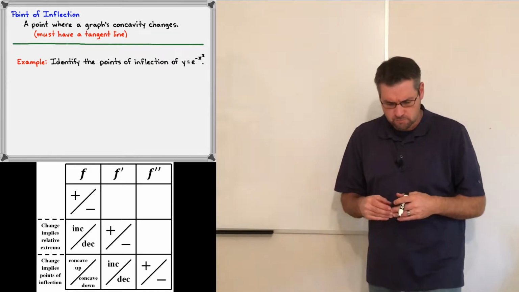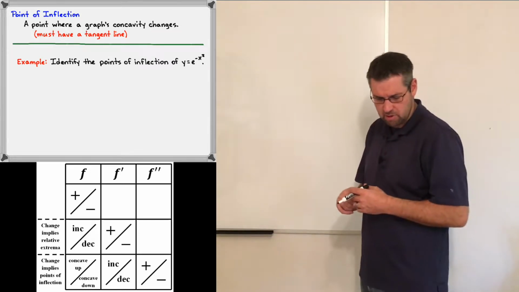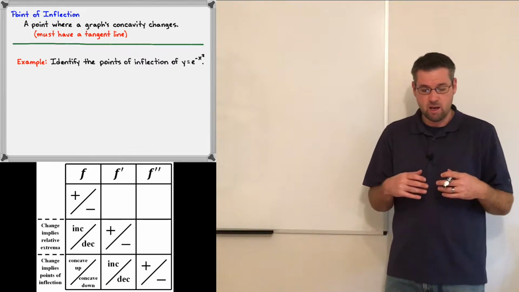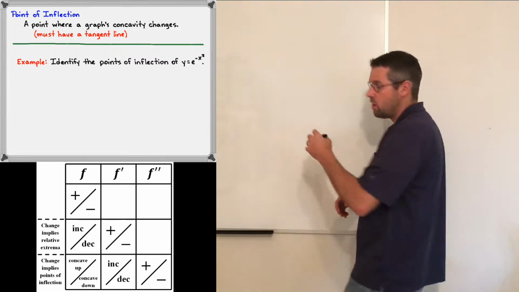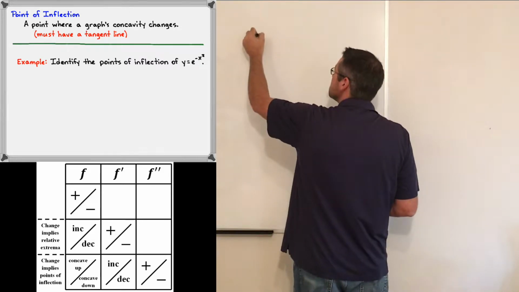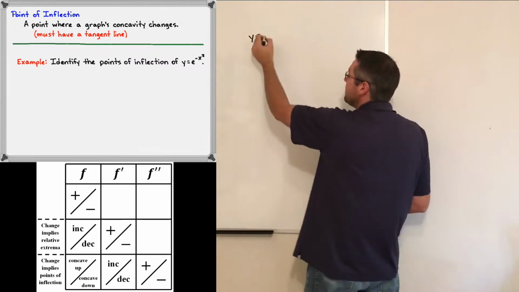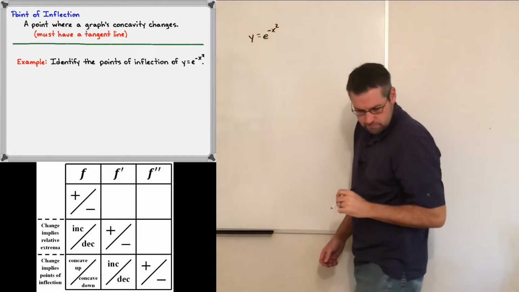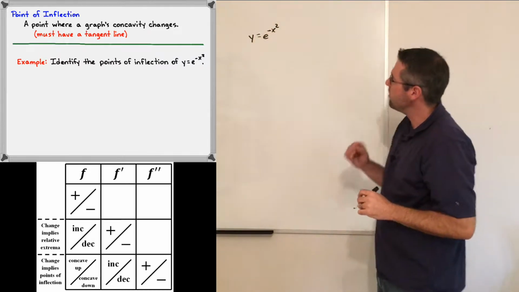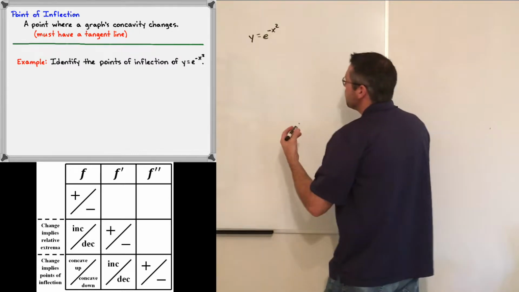line. So let's go ahead and take a look at an example of this, and we want to identify any types of inflection points, or anywhere the inflection points exist. So we have this function that says y equals e to the negative x squared. And we're trying to find the points of inflection. So we're going to work our way down.